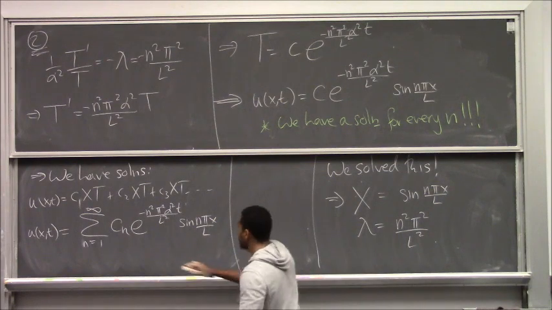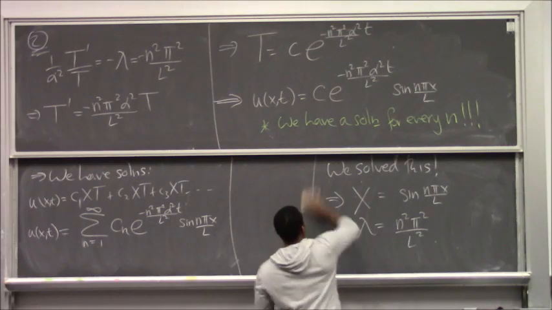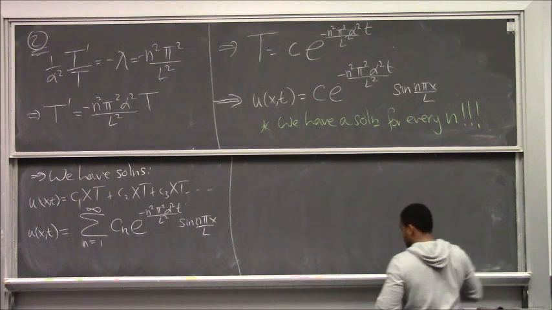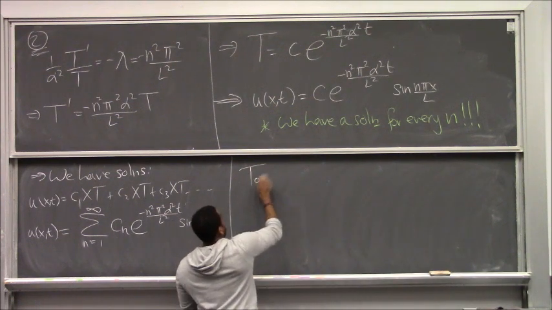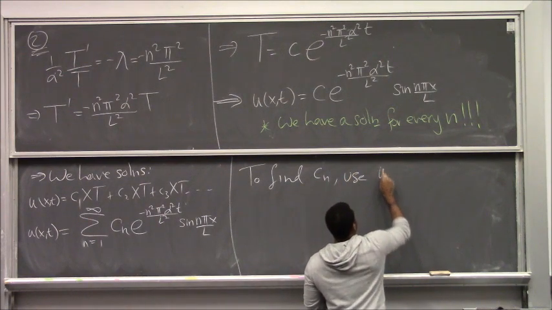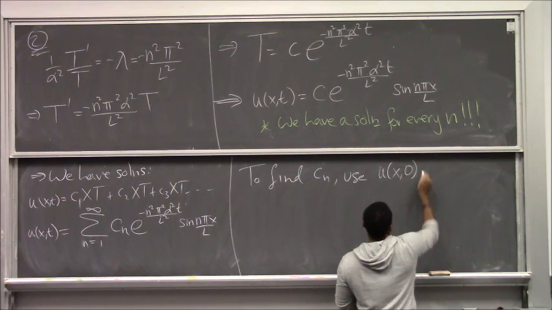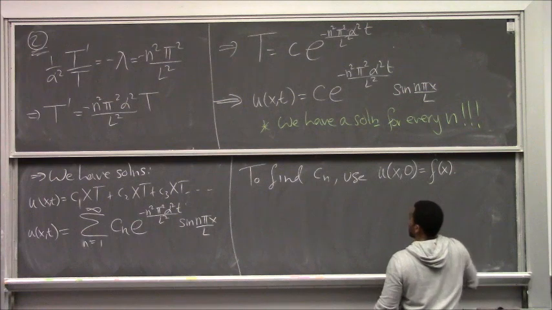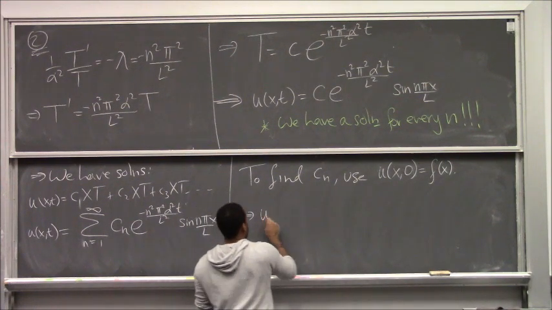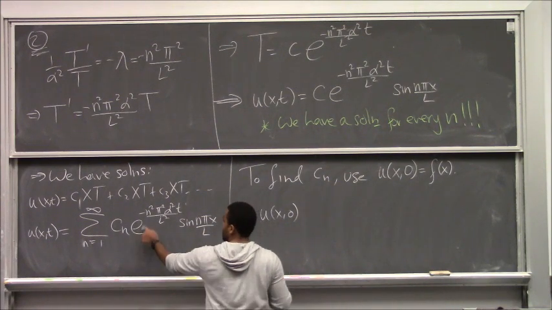Now you might recall, we didn't use all the initial conditions. There's one that we didn't use yet: the fact that we know the initial temperature distribution. Use the fact that at time 0, position x, there's a function that gives me the initial temperature distribution. So what I'm going to do is plug that in. u of x,0, plug in 0 for little t, what's that going to give us? e to the 0, which is 1.